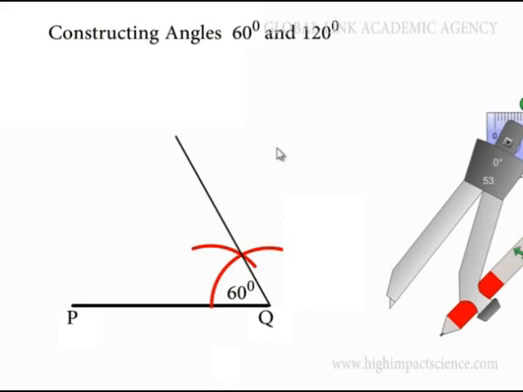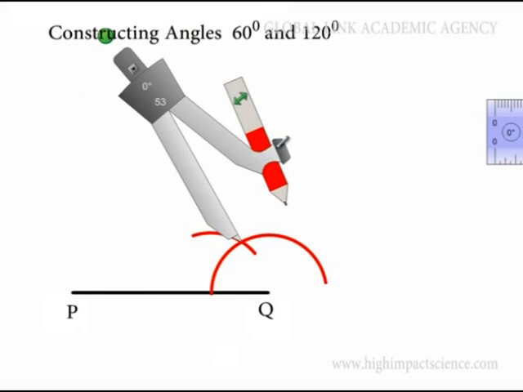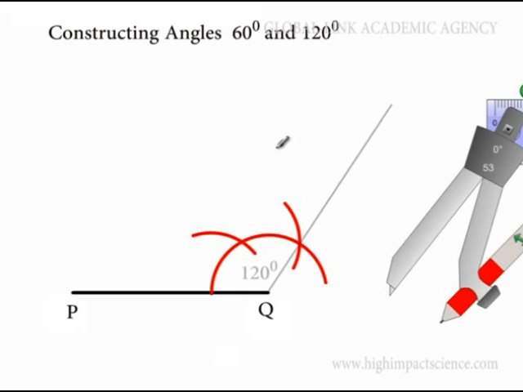But there is a direct way of doing that. When you get to this point while constructing 60 degrees, maintain the same radius and place the compass at this point and mark an arc there. If you join Q to this point, the angle is 120 degrees. Angles like 30 degrees and 45 degrees are constructed by bisecting 60 and 90 degrees respectively.